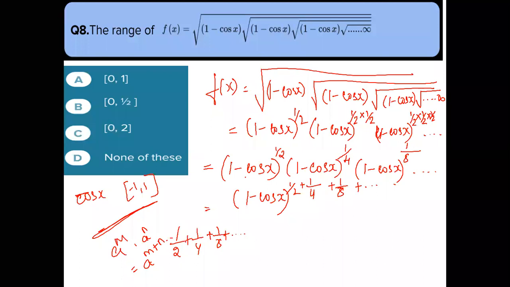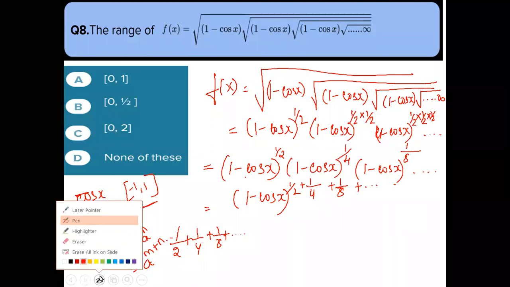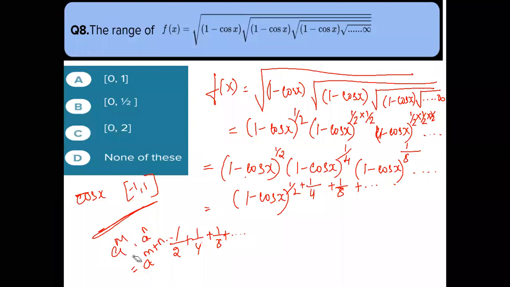Which series is it? 1 by 2, then 1 by 4, next 1 by 8. We had studied something about arithmetic progression and geometric progression, AP and GP, correct? Do you remember? Is there a difference? What is this? Whether this is an arithmetic progression or geometric progression, students?